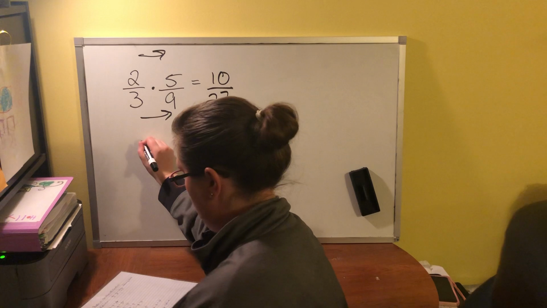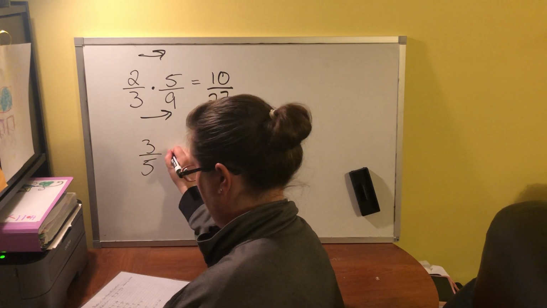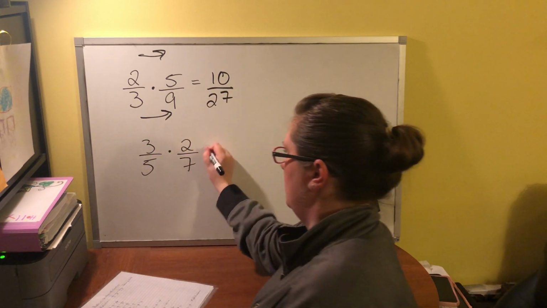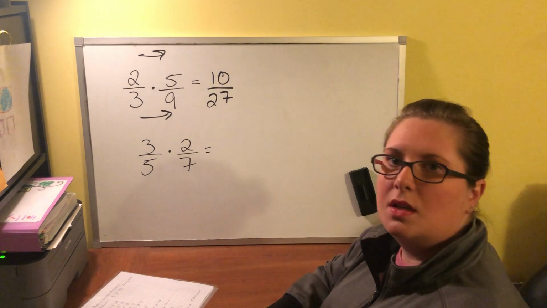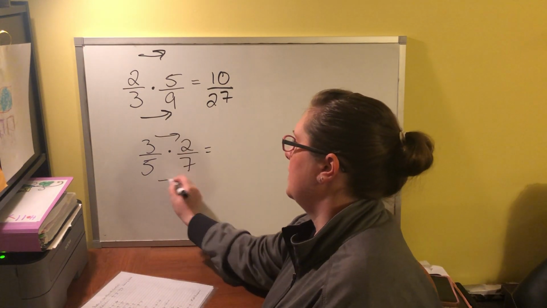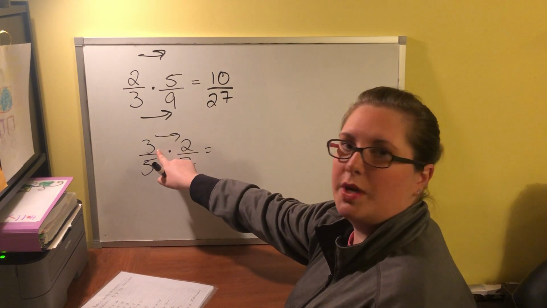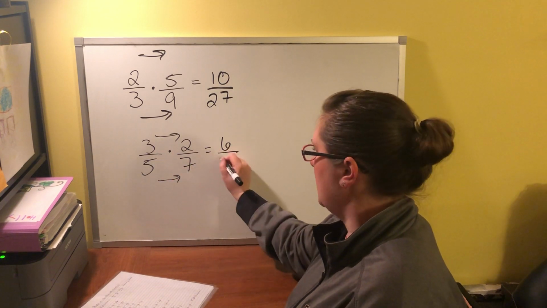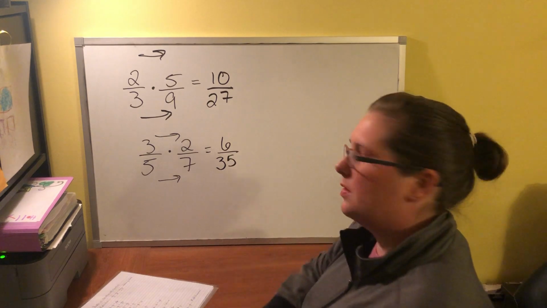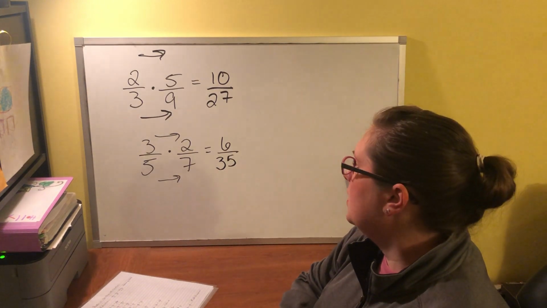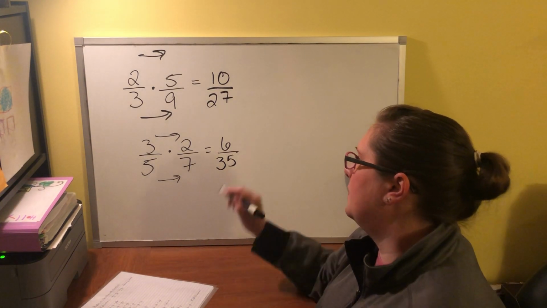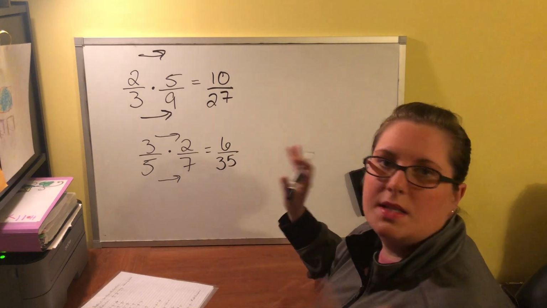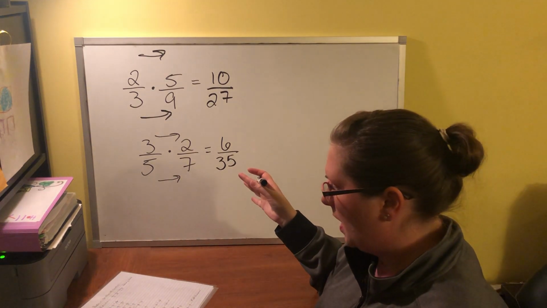All right, let's look at 3/5 times 2/7. Same thing, you're multiplying straight across. You're doing the two numerators. 3 times 2 gives me 6 over 5 times 7 gives me 35, okay? Is there a common factor I can divide out of 6 and 35? There isn't, so that's your final answer, okay?